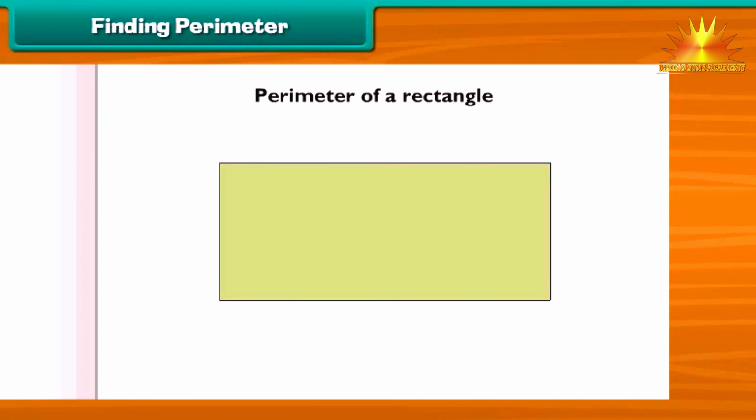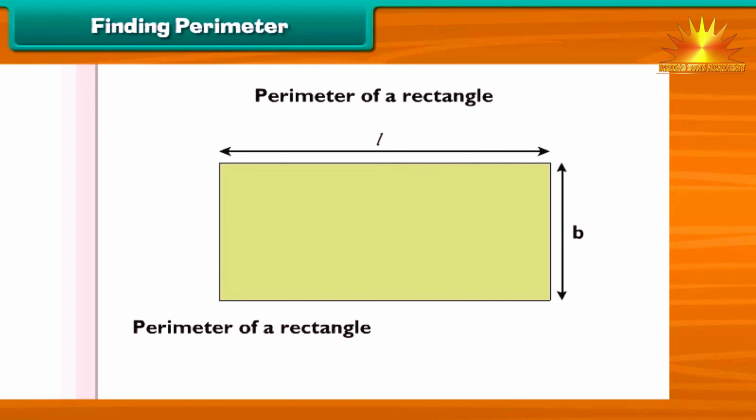Finding perimeter. Perimeter of a rectangle. If L is the length of a rectangle and B its breadth, the perimeter of the rectangle is equal to L plus B plus L plus B, which is equal to 2 into L plus 2 into B.